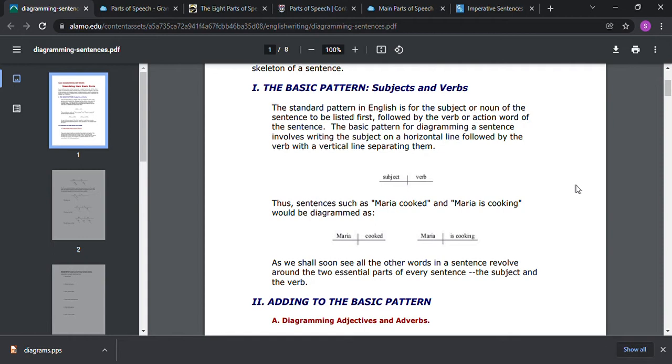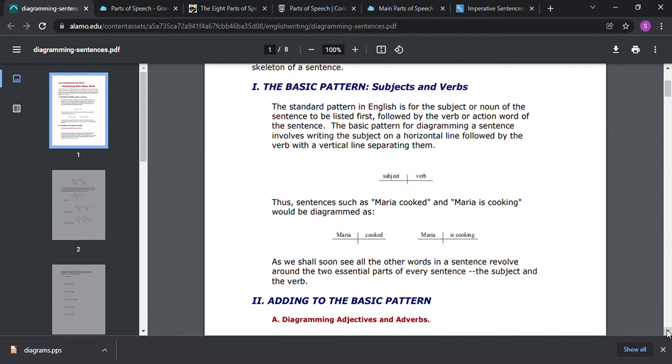And then it gives you an example, and it shows Maria cooked, as Maria is the subject and cooked is the verb. Maria is cooking. Maria is the subject, is cooking is the verb, and is called a linking verb. So as we shall soon see, all the other words in a sentence revolve around the two essential parts of every sentence, the subject and the verb.